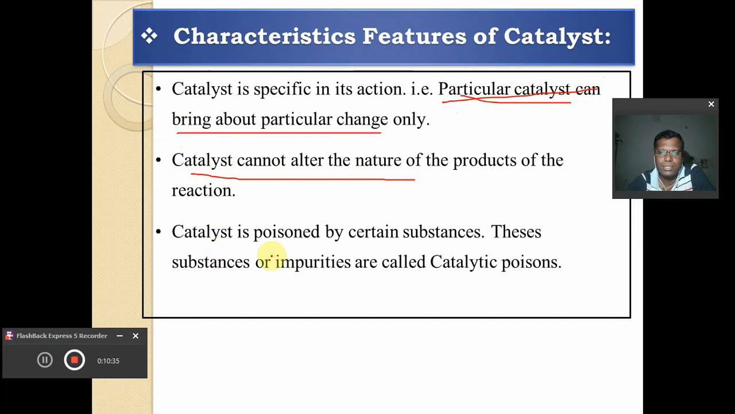And the catalyst may be inhibited or poisoned by certain substances. The substances responsible for poisoning the catalyst decrease the activity of the catalyst. These substances or impurities are called catalytic poison, and the phenomenon is called catalytic poisoning.